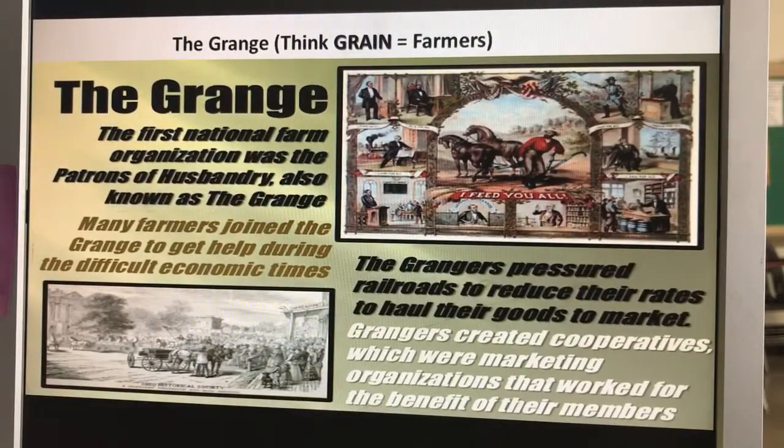So although it was good for American growth, it was definitely bad for Native Americans. Okay. Grange, we're not talking about populism. When you think the Grange, think grain farmers. The Grange was a group of farmers who first worked together, and their other name is Patrons of Husbandry. Don't get confused by that.